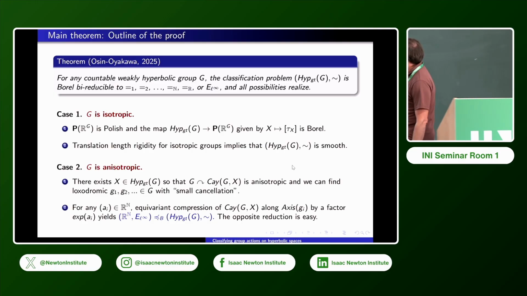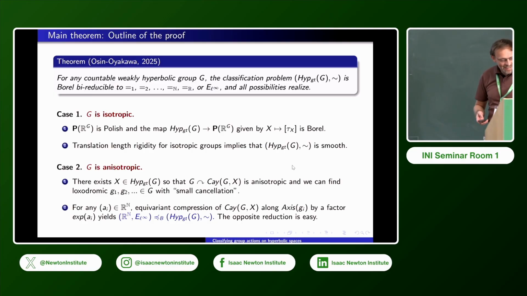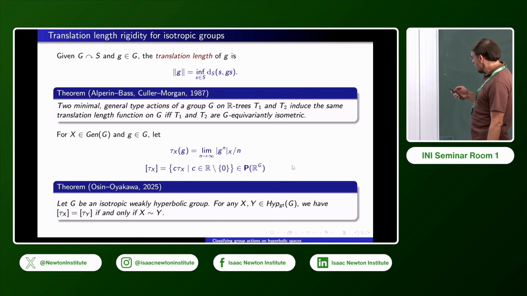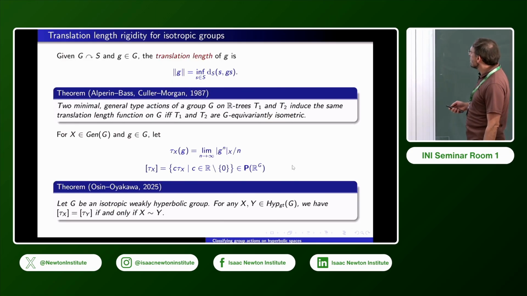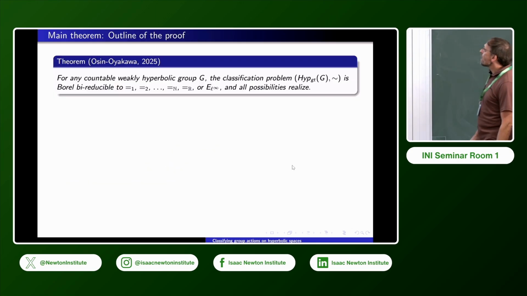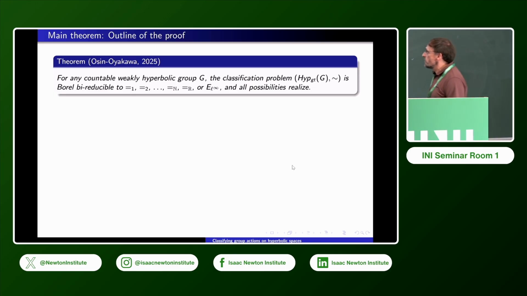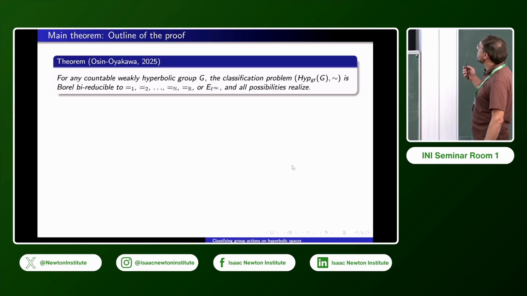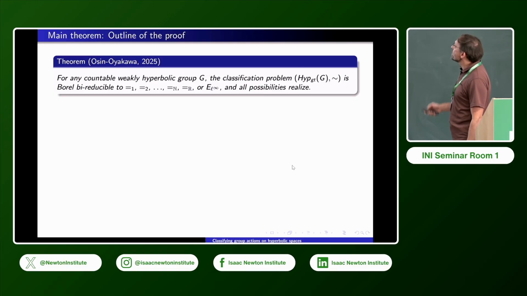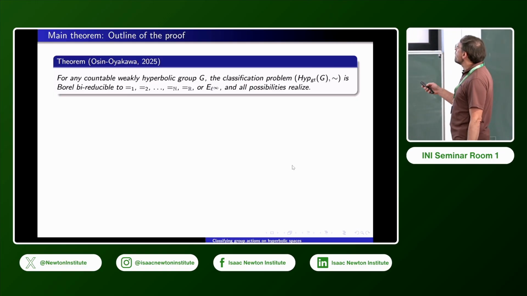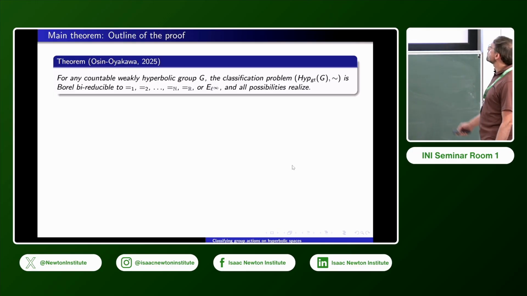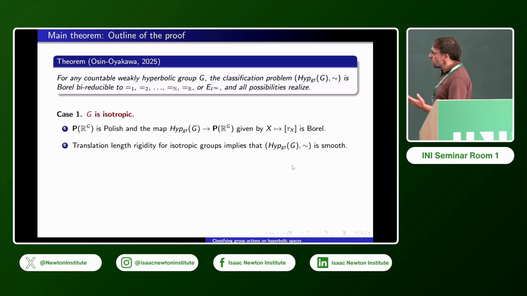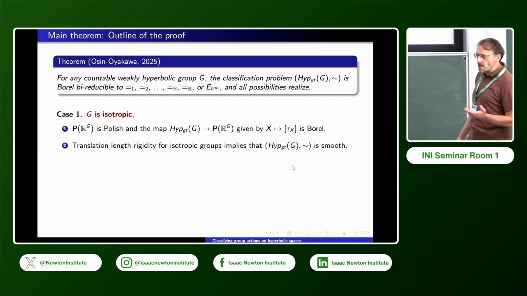Okay, cool. Good. So, where did I go? Okay, so now I'm ready to present the proof of my theorem, and just, well, our theorem. And just to remind you, here is the theorem, that for every weakly hyperbolic group, the classification problem we are concerned with is Borel bireducible to one of these classification problems which I described earlier, and all possibilities realized. And of course, there are two cases.